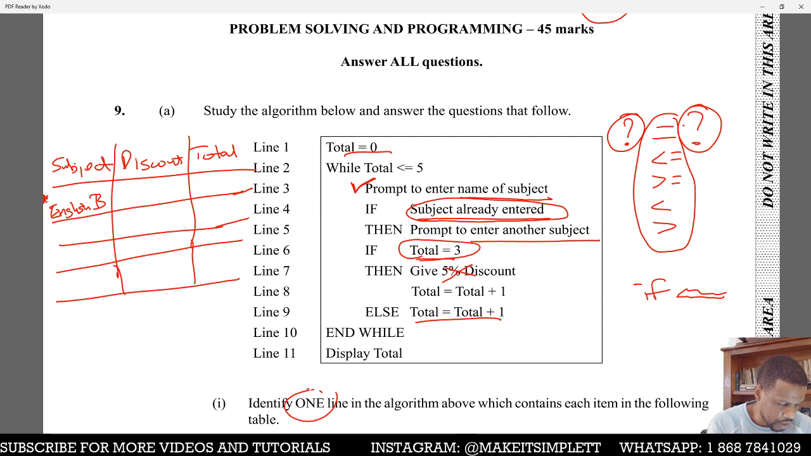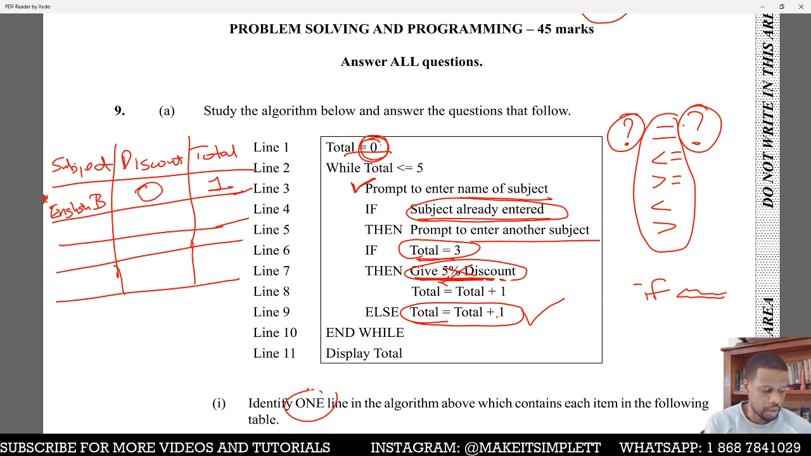So it's not going to do anything. Then it's going to say if total is equal to 3. Is total equal to 3? No, the last thing that we know is total was 0. So therefore, it won't do this 5% discount because it's if total is equal to 3, then give 5% discount. So it won't do that and it won't do that. What it will do is the last one, which is this else here, which is just total equal to total plus 1. So this is actually what is going to happen. Total is going to go up to 1. Discount will stay at 0 or blank or whatever it is. Doesn't matter.